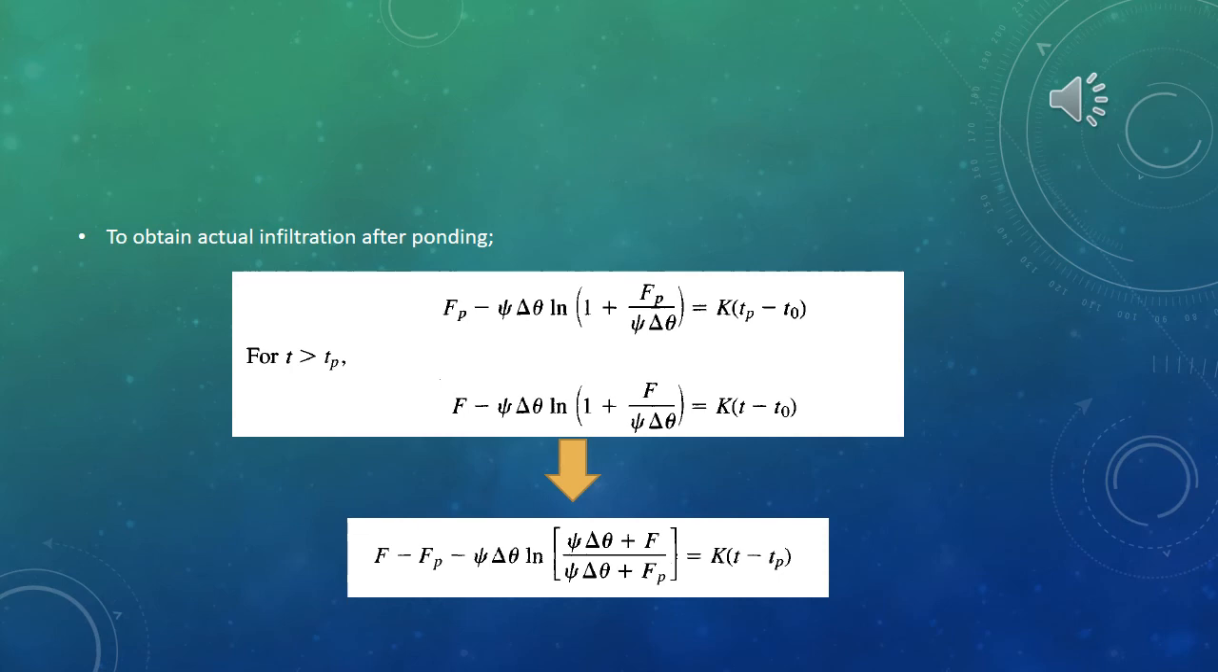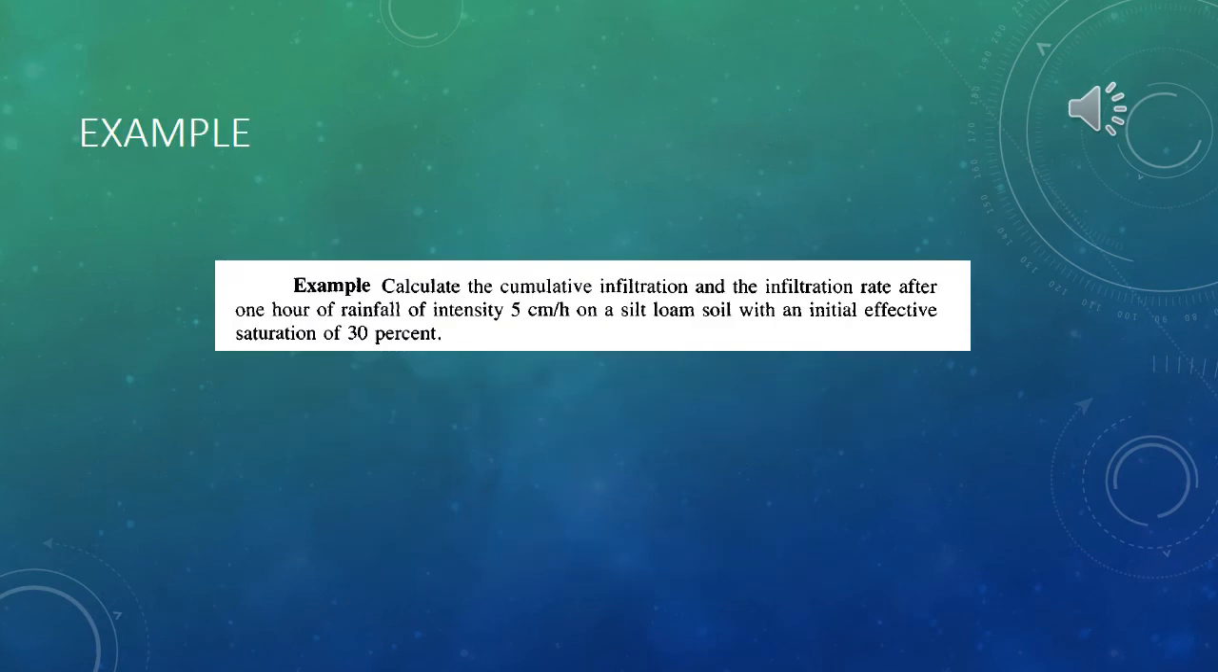Let's go through an example. We are gonna calculate the cumulative infiltration and the infiltration rate after 1 hour of rainfall of intensity 5 cm per hour on a silt loam soil with an initial effective saturation of 30%. Again, the same example as the previous one, but here, instead of ponding time, we extend the time to 1 hour. Let's solve this question.